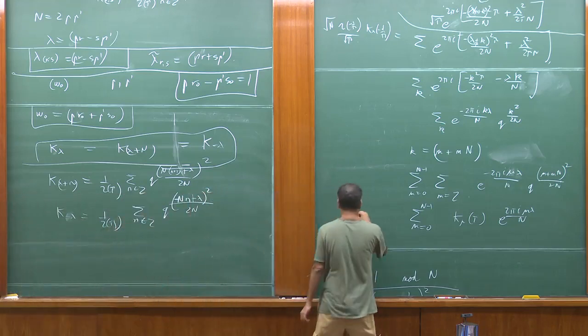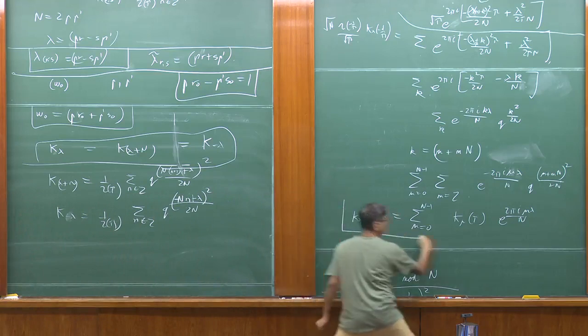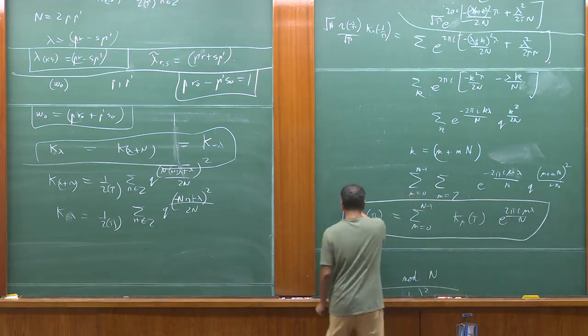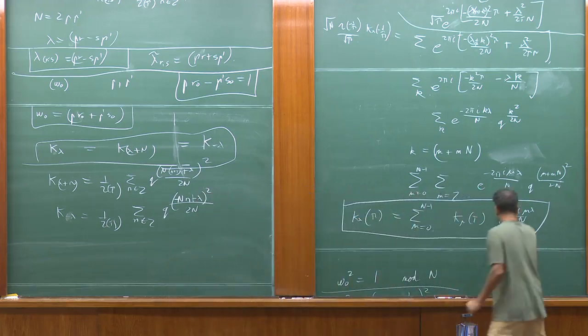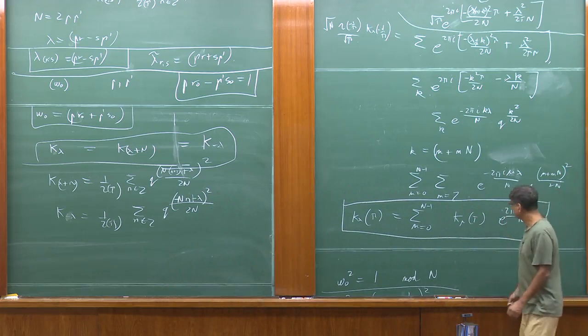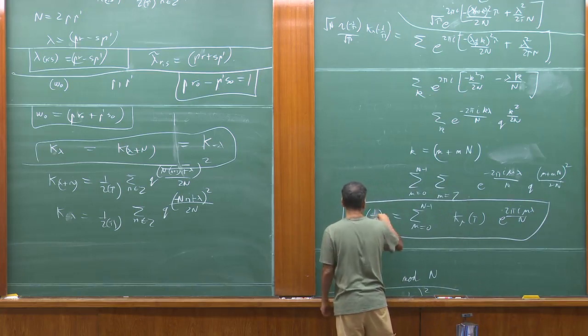It's like a discrete Fourier transform. K lambda of tau is equal to this. You want a minus here? K lambda of minus 1 by tau. Minus 1 by tau. Thank you.